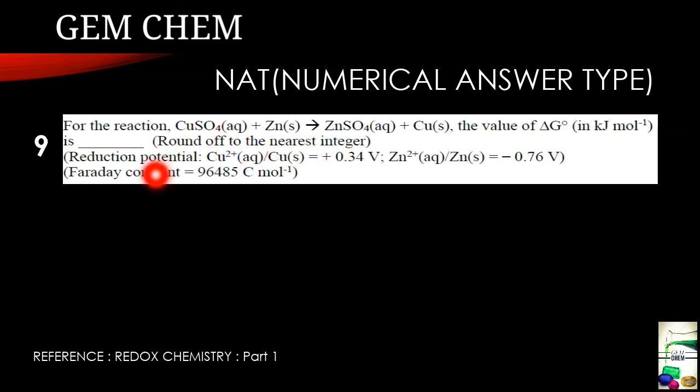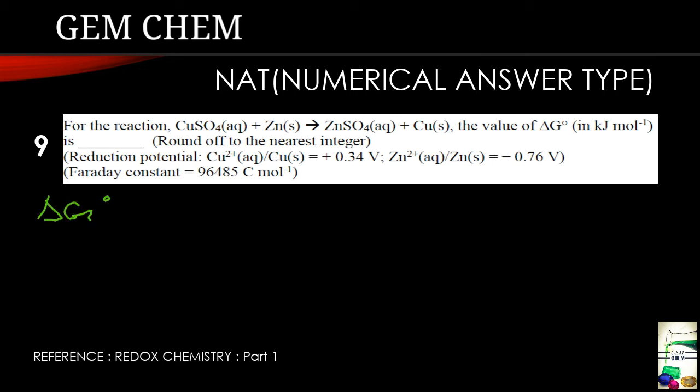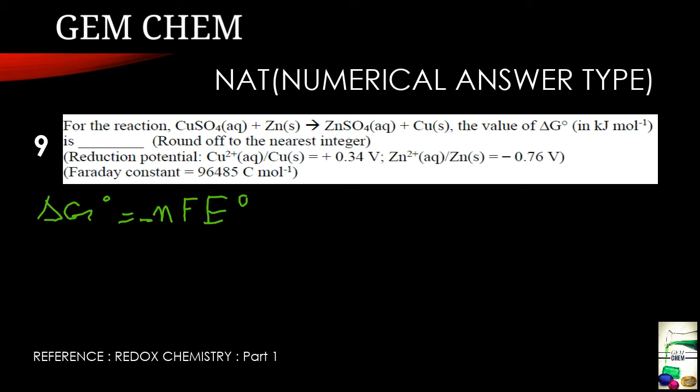Now here this question is from redox chemistry. Now see, for the reaction copper sulfate plus zinc produces zinc sulfate plus copper, the value of delta G0 is, so we have been asked for the delta G0 value. So in the first video of redox chemistry we had already discussed the formula of delta G0, which is equals to minus nFE0, right, and with a negative sign. So from there only we can solve this problem. Now first we have to find out the value of potential.